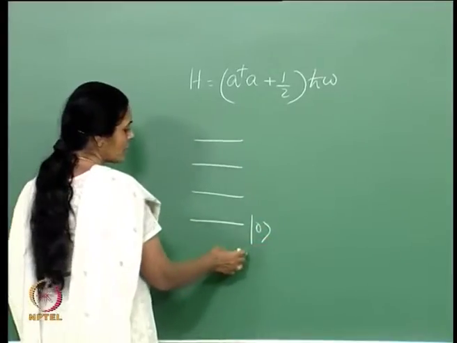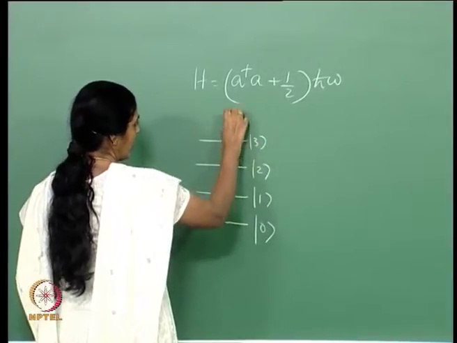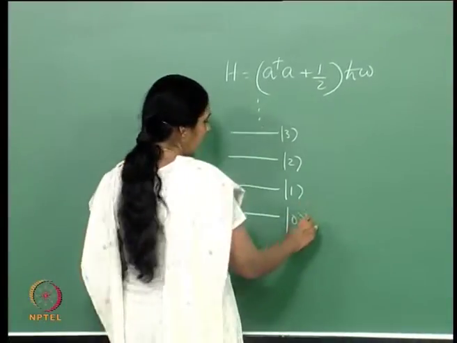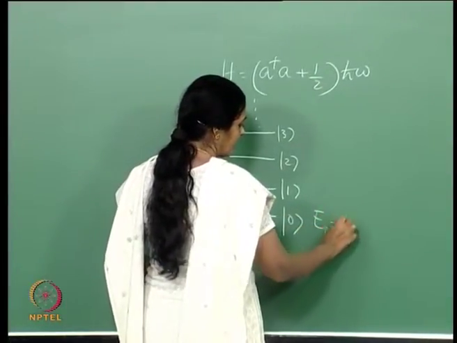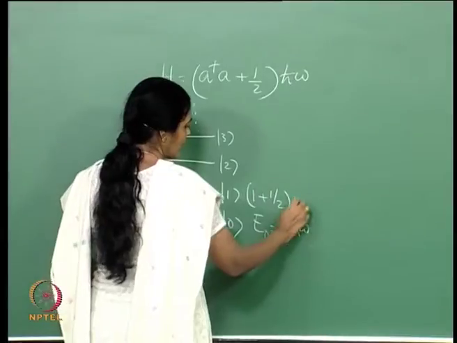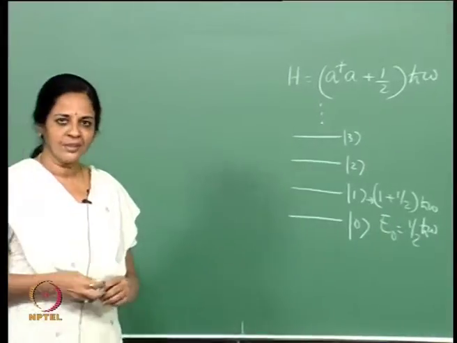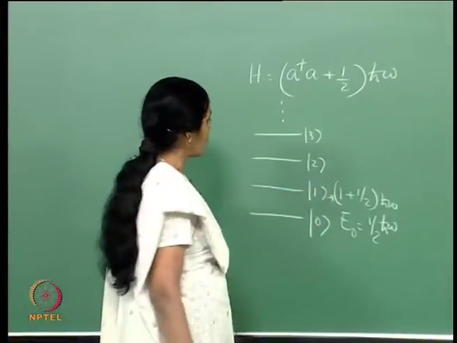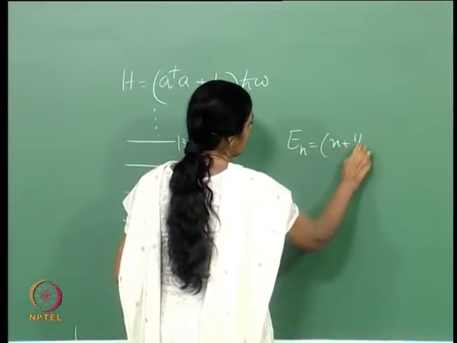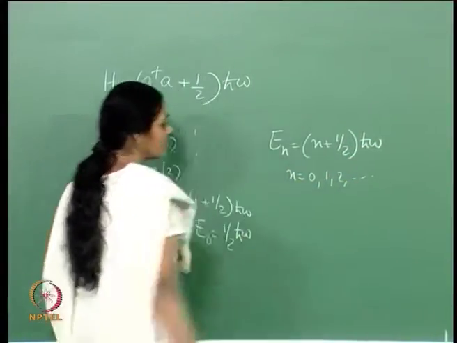In the notation used, the ground state was ket 0, the first excited state was ket 1, and so on, and that is an infinite set of energy levels. The energy itself was given by E naught is half h cross omega, which is a zero point energy. Then there is E1, which is 1 plus half h cross omega, and so on. In general, En is n plus half h cross omega, n taking values 0, 1, 2, 3.